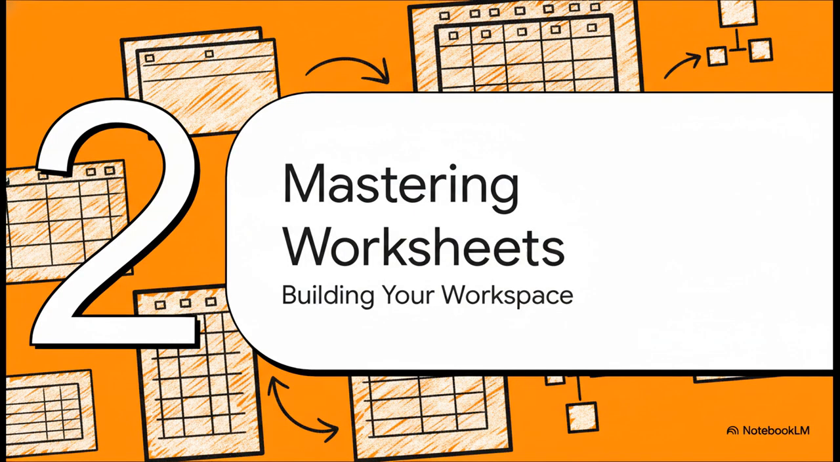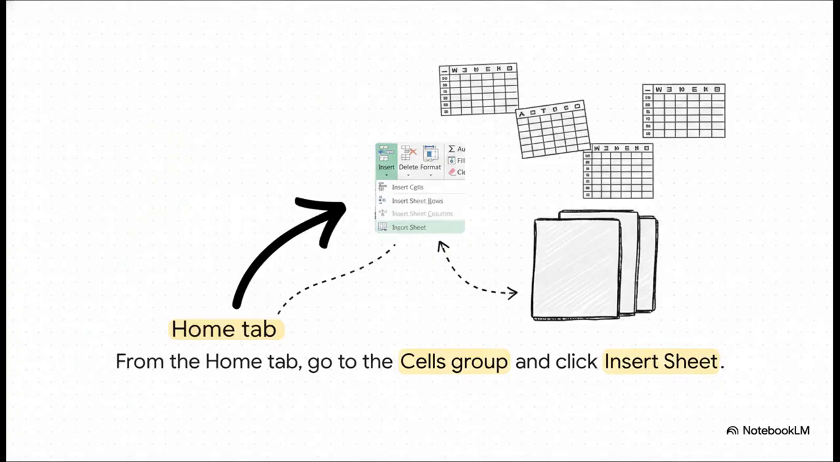Okay, so we know our way around the binder. Now, let's figure out how to organize the pages inside. It's time to really master your worksheets. When your project grows and you need a new section, you're going to need a new sheet. All you do is head to the Home tab, find the Cells group, click Insert, and then choose Insert Sheet. And just like that, a fresh new page is added to your binder.